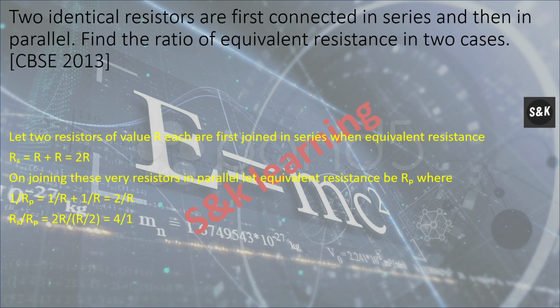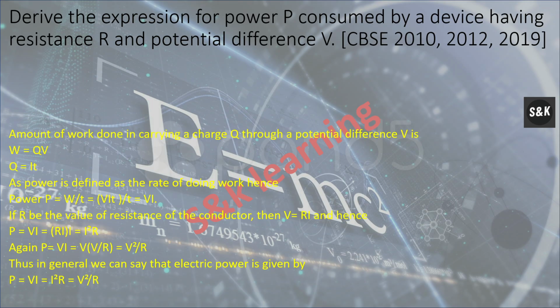Two identical resistors are first connected in series and then in parallel. Find the ratio of equivalent resistance in two cases. So let two resistors of the value R each be first joined in series, when equivalent resistance Rs equals R plus R, that is 2R. On joining these very resistors in parallel, let equivalent resistance be Rp, where 1 upon Rp equals 1 upon R plus 1 upon R, that is 2 upon R. So putting the value, we get 4 upon 1.